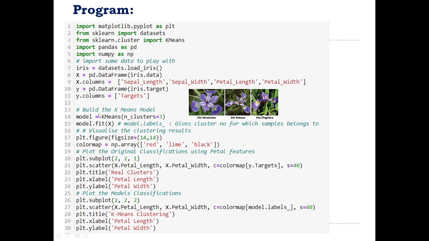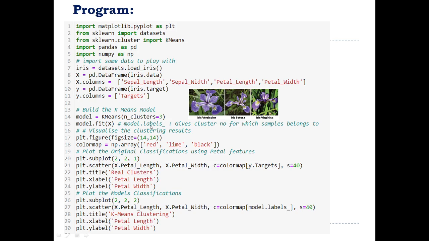Next we need to build the k-means model. Here we are calling k-means, which we imported directly from the sklearn library. In KMeans we need to pass the parameter for the number of clusters we want for the clustering. Here we are initializing the clusters as 3. We are using 3 clusters because there are 3 different species of iris flower: iris versicolor, iris setosa and iris virginica. So the number of clusters here is 3.